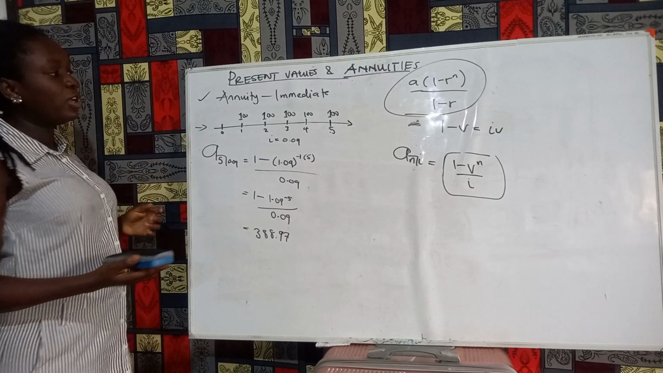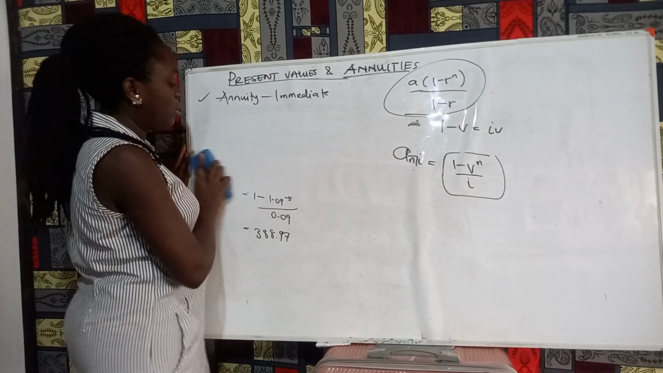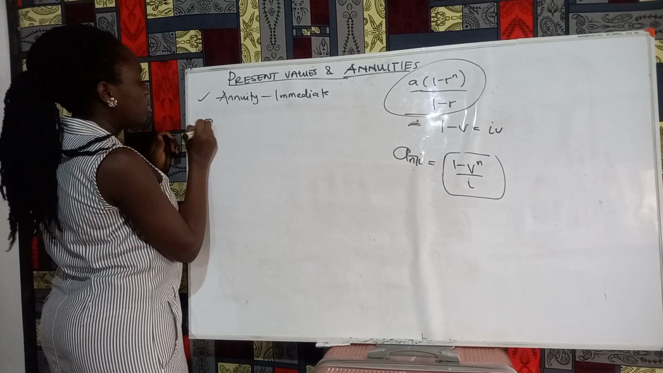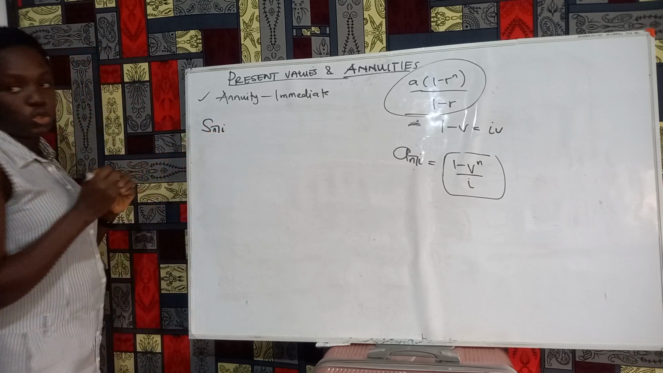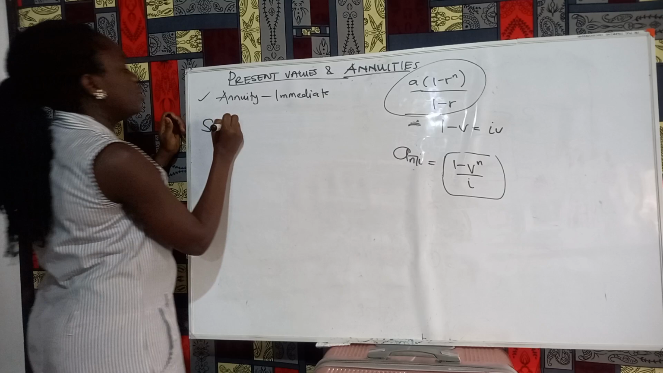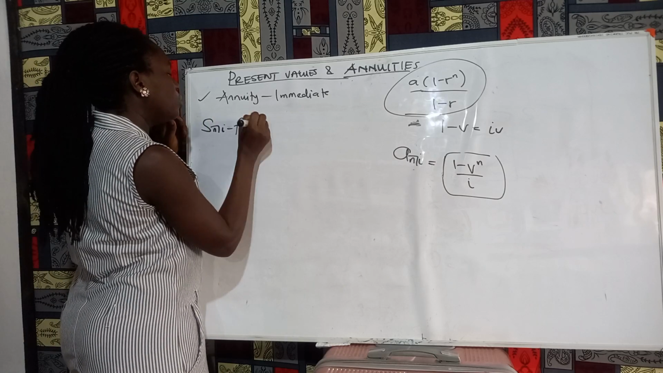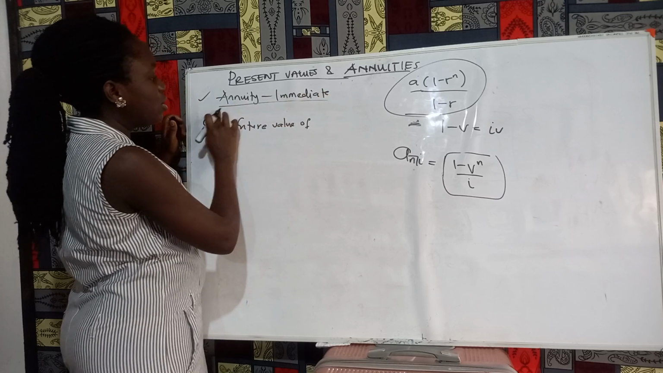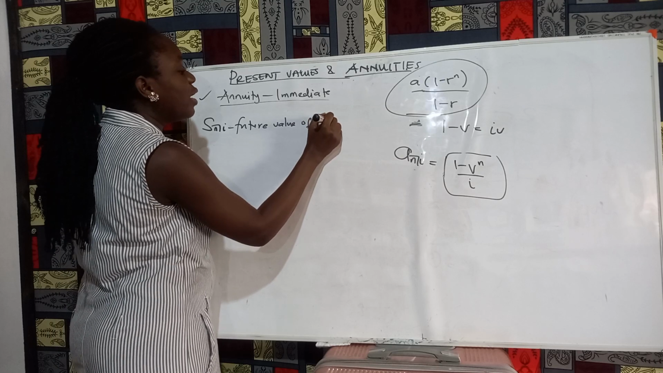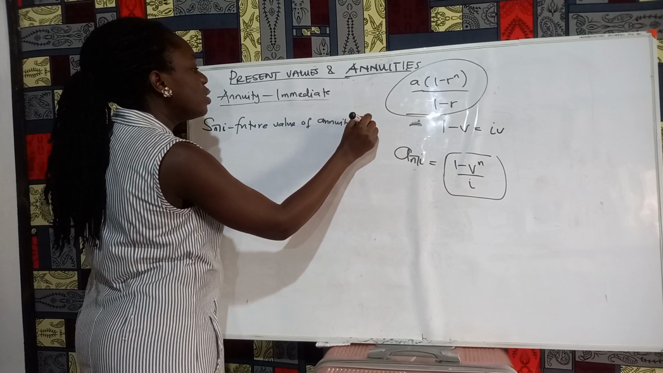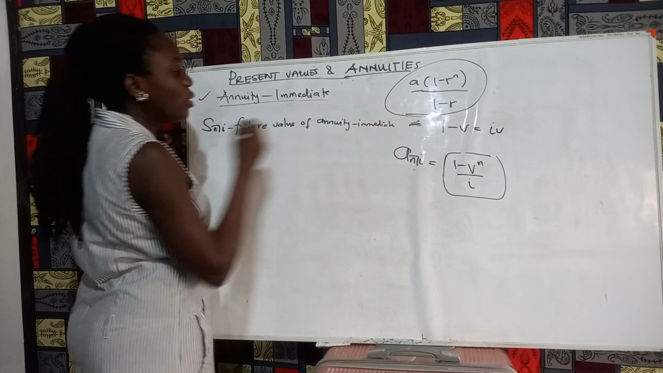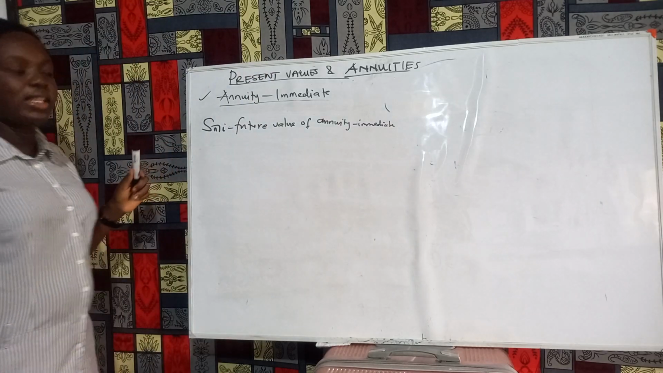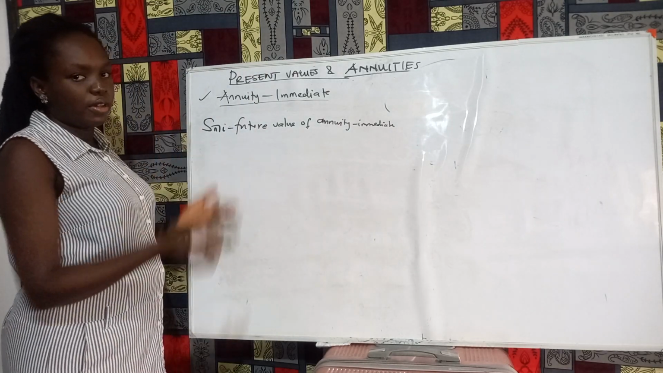So you can also find the future value of an annuity-immediate. I usually use S angle n, i to represent the future value of an annuity-immediate. To find the future value of an annuity-immediate, you can use the present value to find the future value.